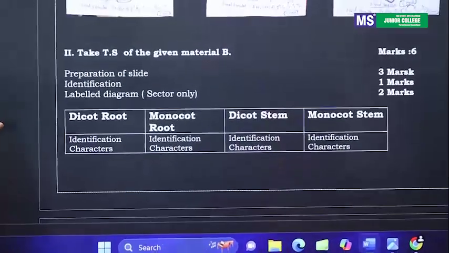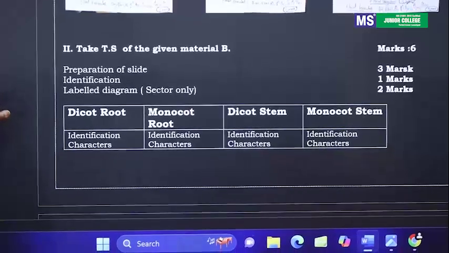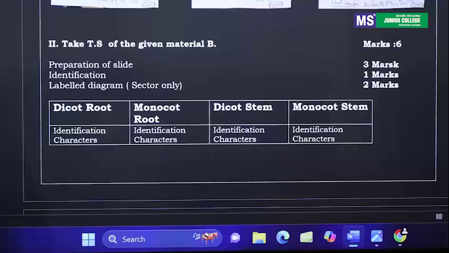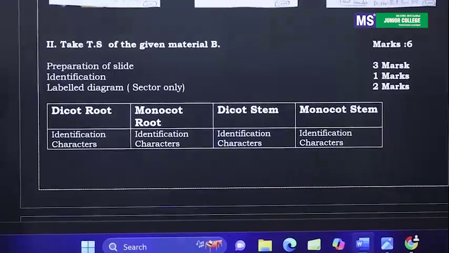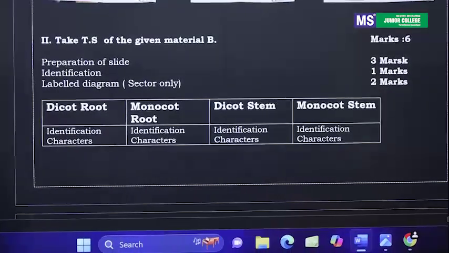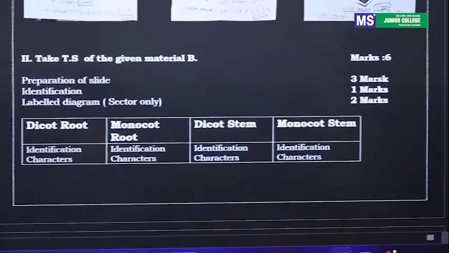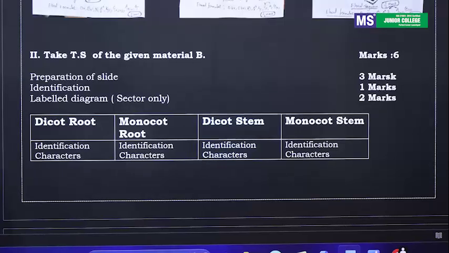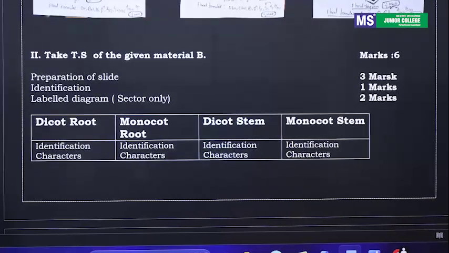Then after seeing that slide under the microscope, you get an imaginary diagram of that sector only you need to draw. For that drawing of the diagram of the transverse section cutting, we are getting 2 marks. Overall for this second question we are getting 6 marks here.